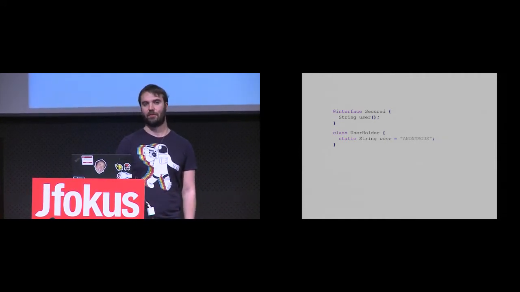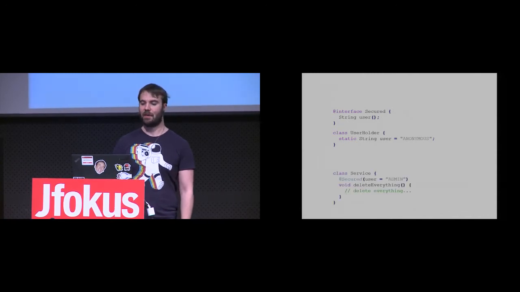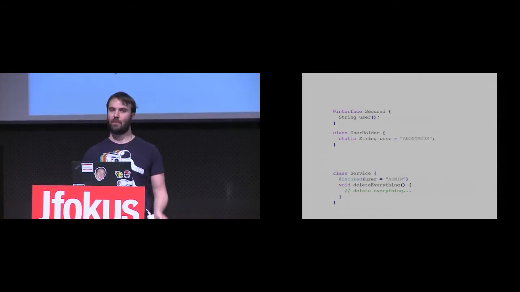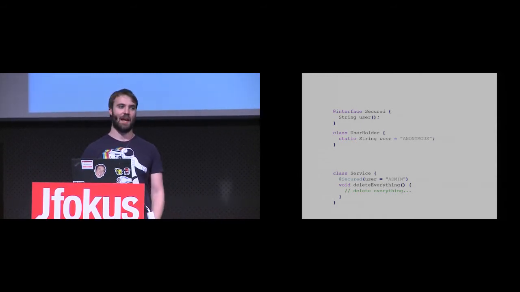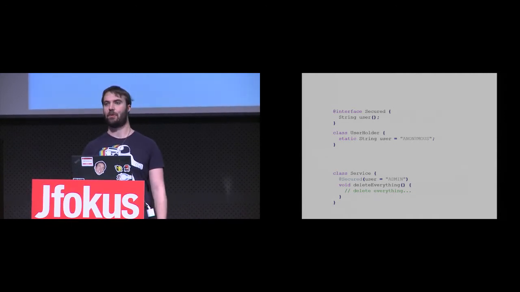So in this case, we start with anonymous, which is the default user in our framework, and we want to have like a service like this one, and we have this very sensitive method, right? And we want to make sure that only administrators can ever call this method, right? So, and that's basically the setup. That's what we want to implement.